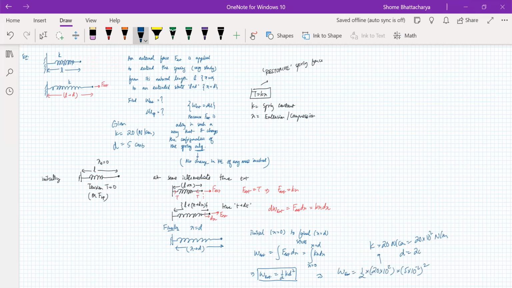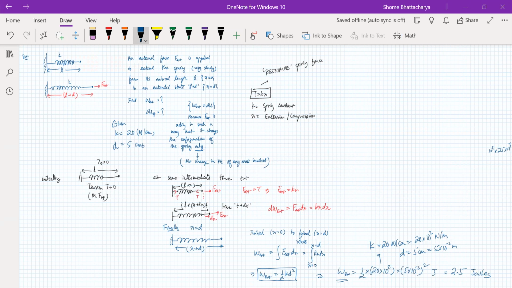So d, which is 5 centimeters, will be converted to 0.05 meters. On converting everything to SI unit and doing the calculation, we get the work done in joules. And that you can see here will become 10 raised power 3 into 25 into 10 raised power minus 4. So I believe it will become 2.5 joules. So this will be the work done by the external agent in the process.